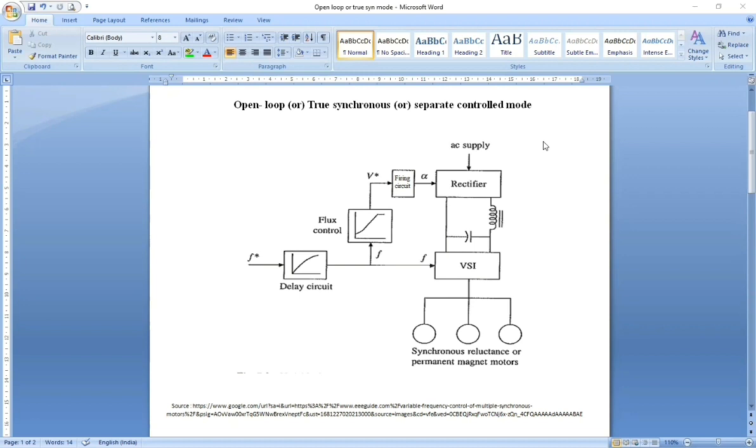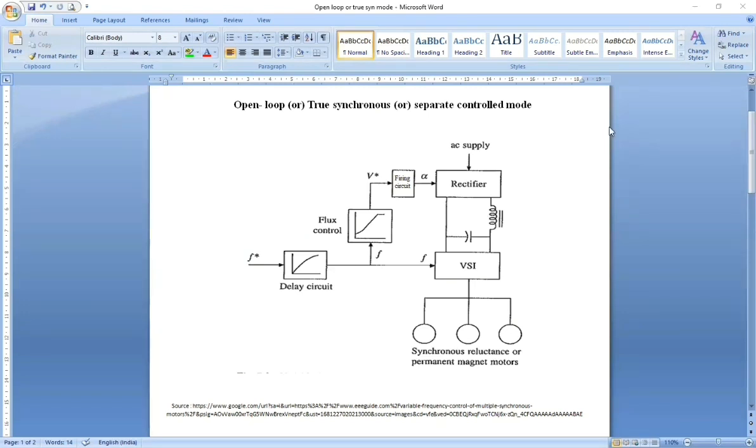In this mode, the speed is controlled by independently controlling the frequency of the power electronic converter. The second mode is the self-synchronous or self-controlled mode. Here, the motor speed is controlled by varying the converter frequency in line with the rotor position. Now we will see the open loop or synchronous mode.